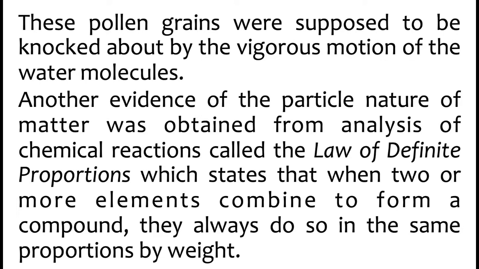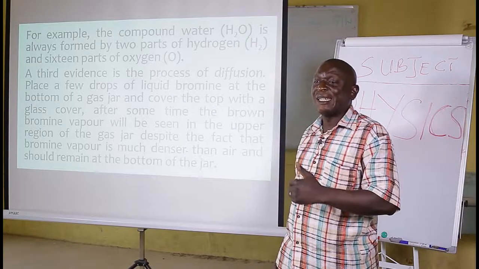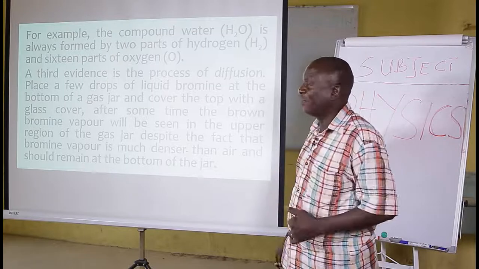Another evidence, a second evidence we will look at, another evidence of the particle nature of matter was obtained from analysis of chemical reactions, which is called the law of definite proportions. And it states that when 2 or more elements combine to form a compound, they always do so in the same proportions by weight. For example, the compound water, H2O, is always formed by 2 parts of hydrogen and 16 parts of oxygen. These parts are according to the weight of these elements.